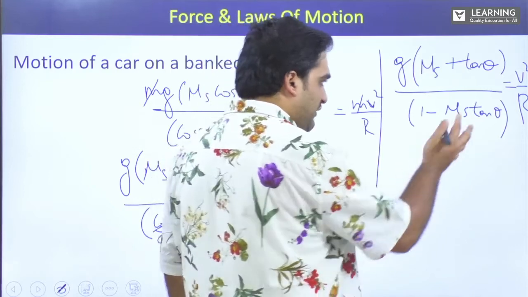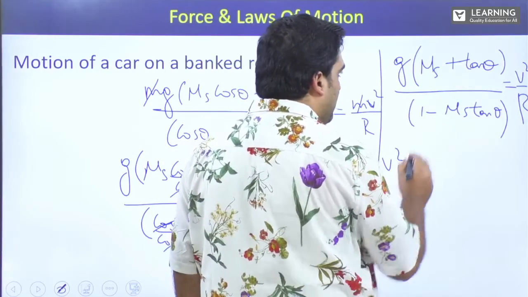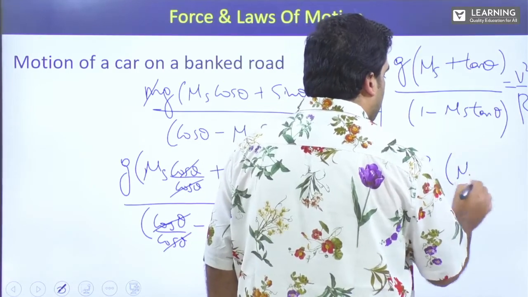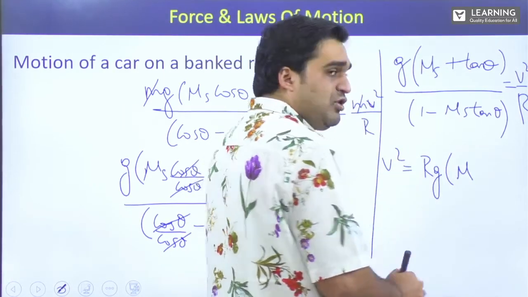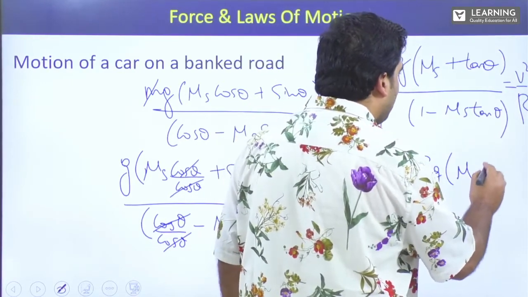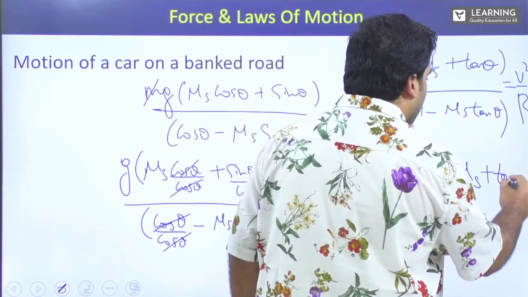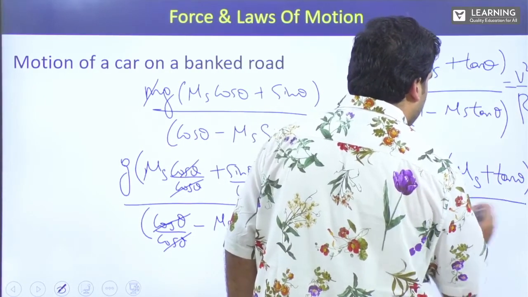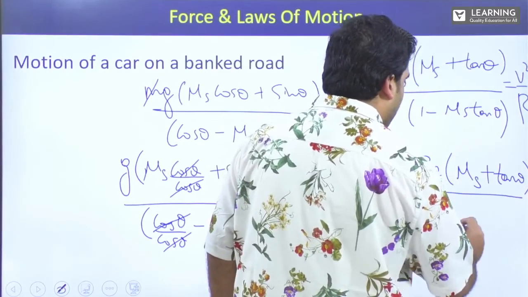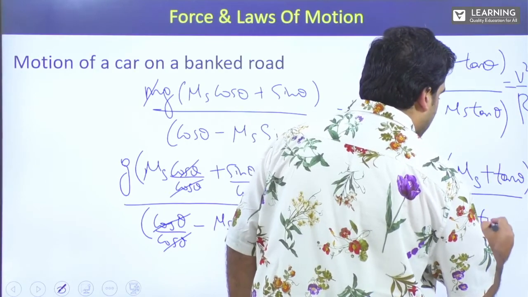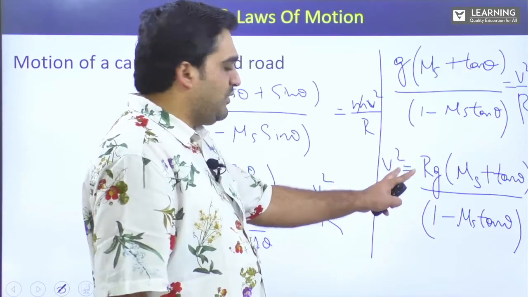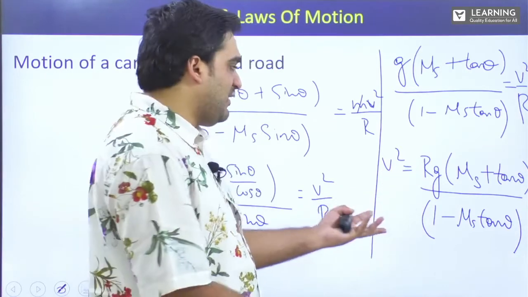All right, so we are finally there. We are finding the velocity. v square equals rg (mu s plus tan theta) divided by (1 minus mu s tan theta). Good. Now that we have this expression, we know how to find the velocity. Very easy.